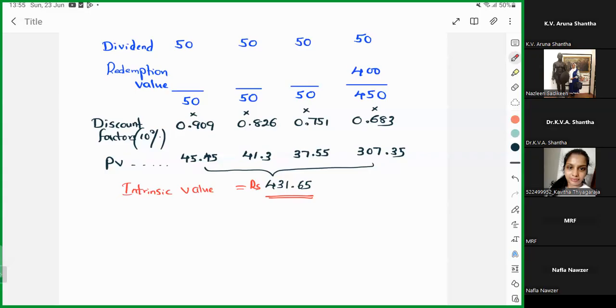Right. Now you see, once you get the valuation, you compare it with the market price or the price offered by the company, if it is a new issue, then see whether it is worth investing in these shares.